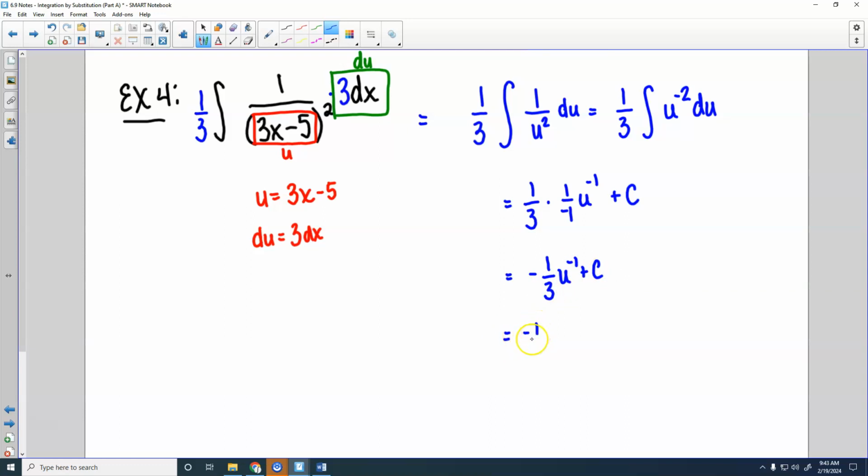So negative 1/3 times 3x minus 5 to the negative 1 plus c. There is a good chance they'll move that back down to the bottom. So you get negative 1 over 3 times 3x minus 5 plus c.